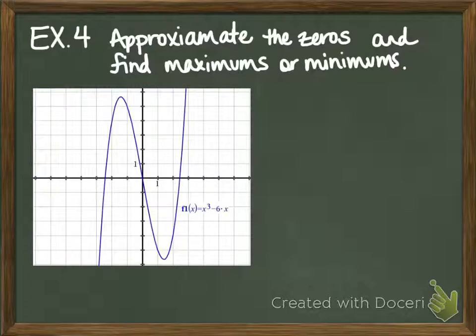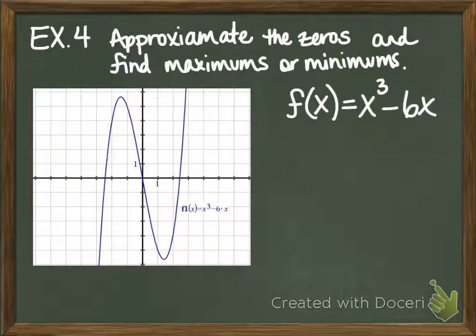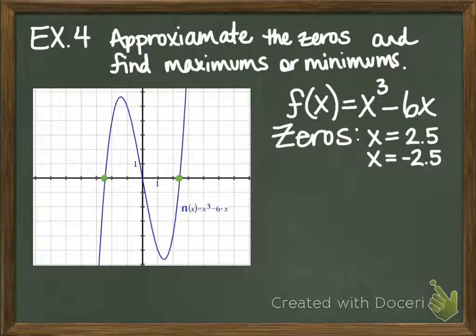Okay, now number 4 wants us to approximate the zeros and find minimums or maximums. So we're going to look at the picture first and approximate these three things, and then I'm going to show you how to look in your calculator and find them as well. I'll start with the zero values. Remember, the zeros are where it touches the x-axis. So that's these 2 points right here, and we're just going to approximate these right now. We're going to write these as an ordered pair, or you can just say x equals those two values. So I said x equals positive 2.5 and x equals negative 2.5, and this is just an approximation.